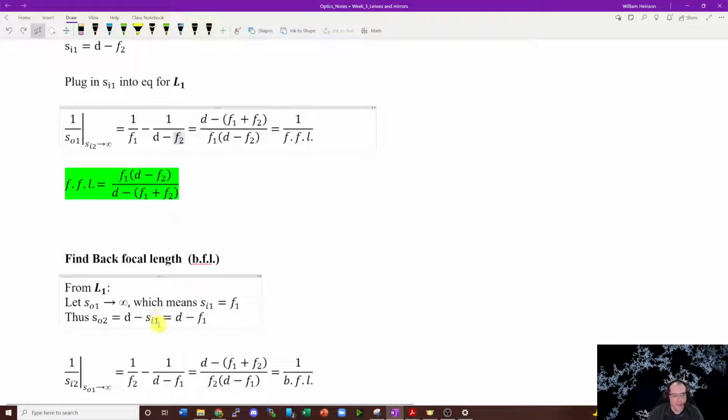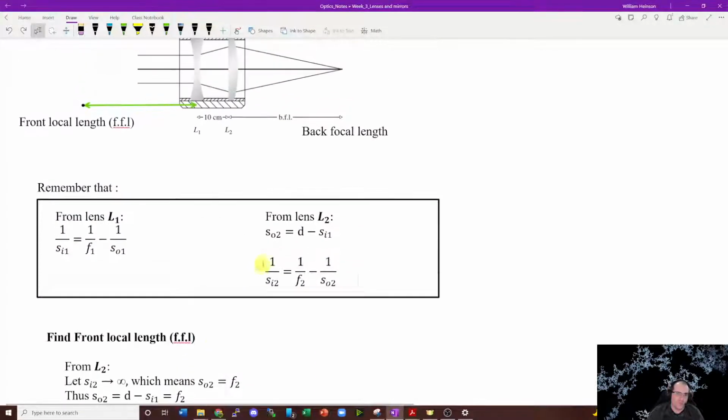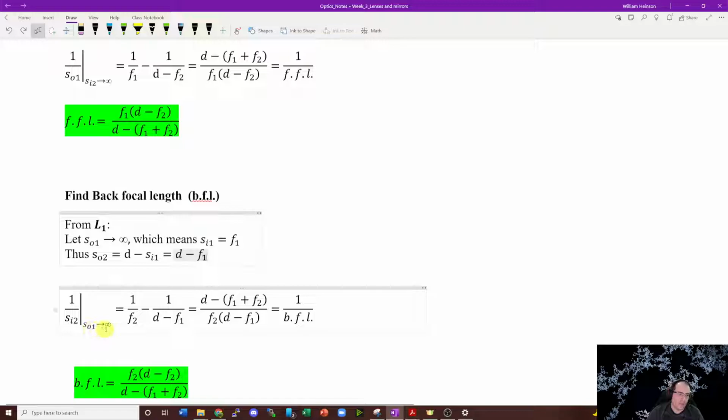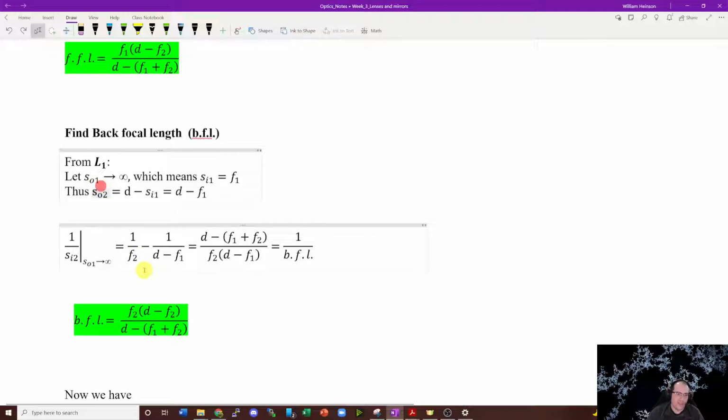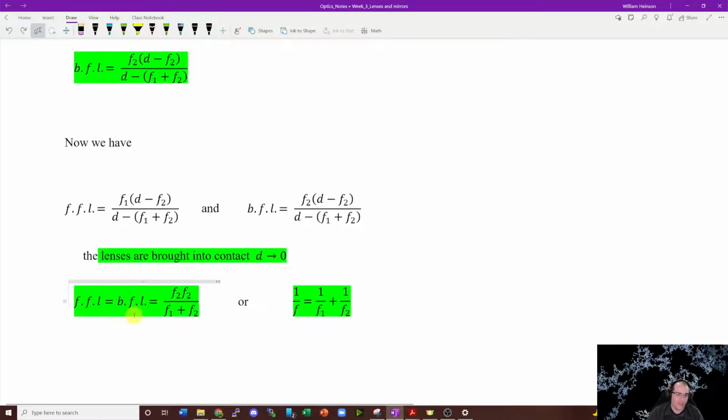The back focal length is the same scenario. We set the input object, object 1, to infinity. That means image 1 is at focal length 1. That means object 2, because we're using this linkage here, is this, which is d minus f1. So now we plug in for here. Object goes to infinity, this. So we have the f1 over f. Plug this in here for that. Get this, and we get this, and then we get the back focal length to be this. Now we have the front focal length and the back focal length.